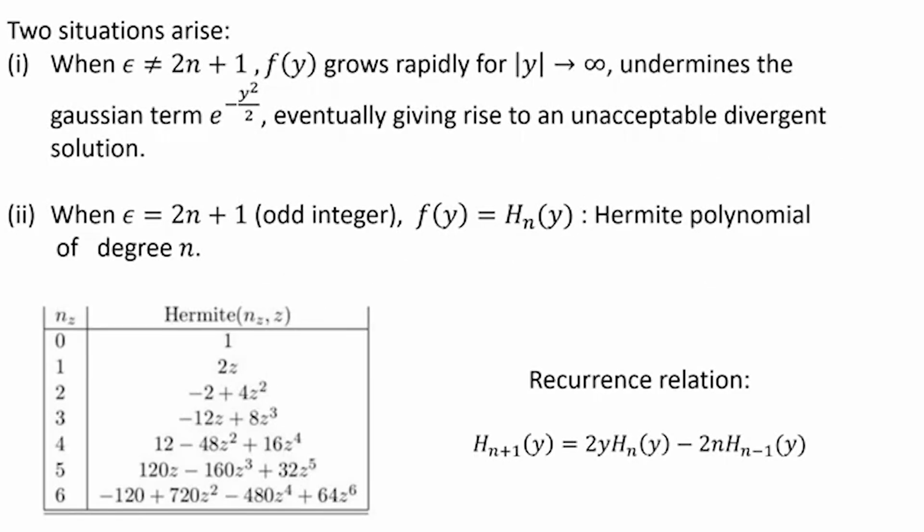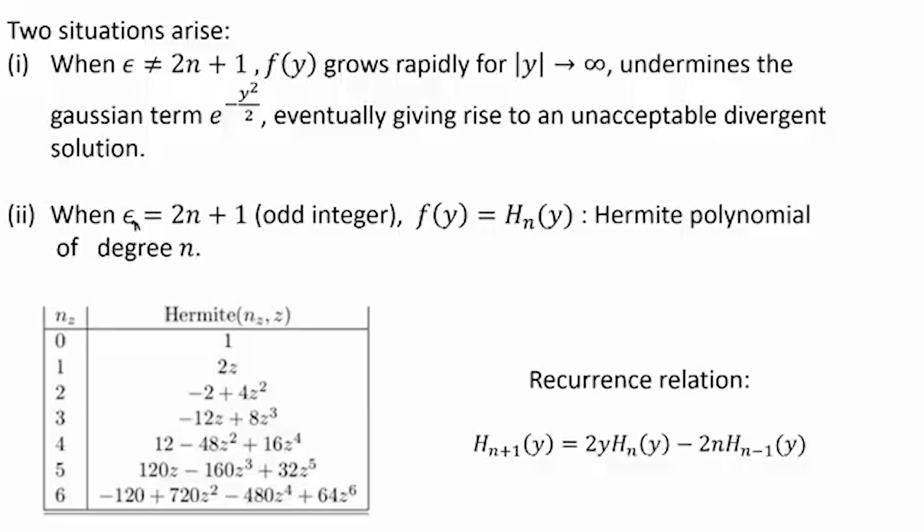And if that is not a desirable situation, we fall back onto the other option that we have, that epsilon has some quantized values, and this quantization goes as 2n plus 1, which is an odd integer, for any n including 0 here, and that is the subtle difference that I was referring to compared to the case of the particle in a box, which did not have n equal to 0 as an allowed solution.